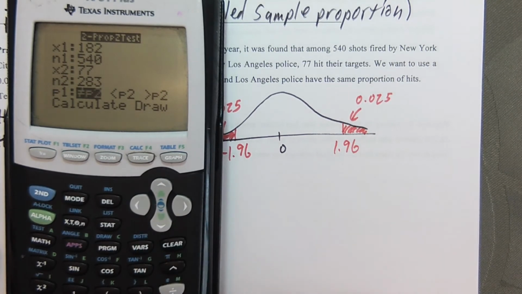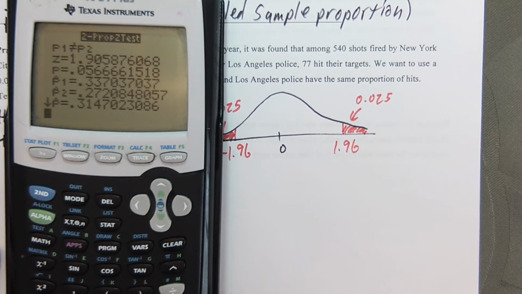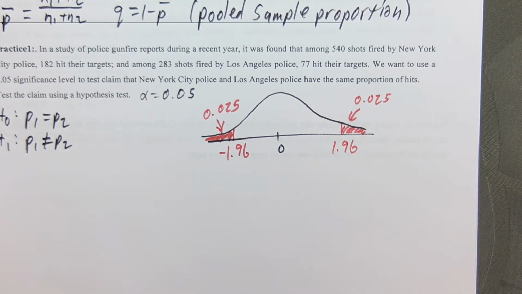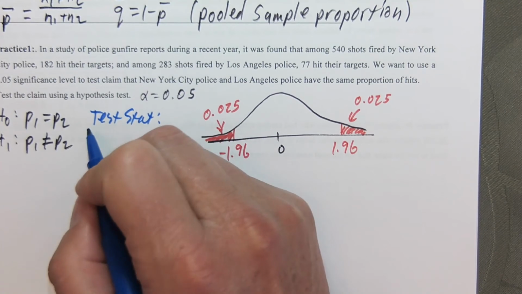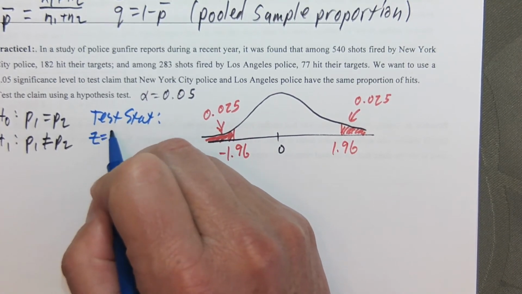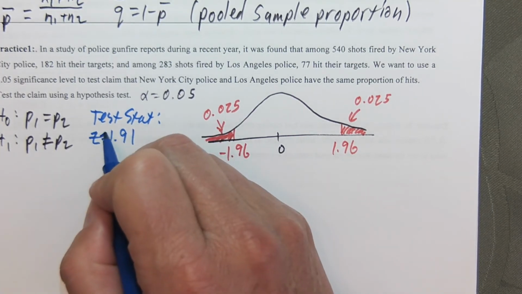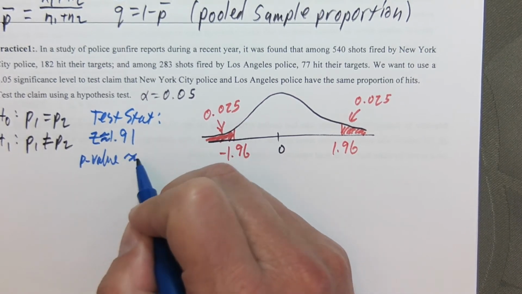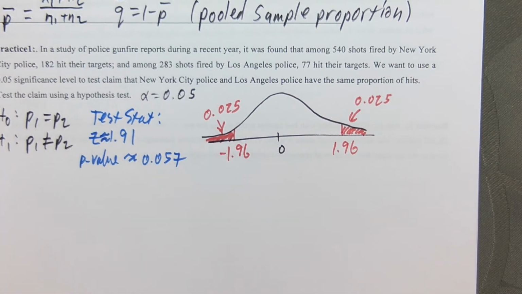And then p sub 1 is going to be not equal to. And we are going to calculate in very nicely our test statistic. It is going to be that we have z equals 1.91, I'll say, rounded off, with a p-value of 0.057, we'll say, rounding it off.